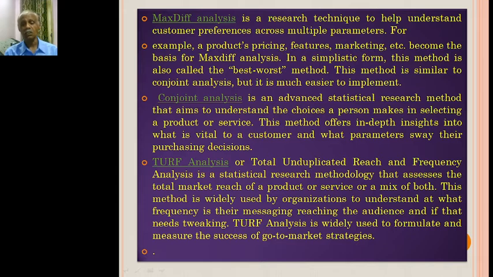The next one is TURF analysis. TURF full form: total unduplicated reach and frequency analysis. What is that? T for total, U for unduplicated, R for reach, and F for frequency. It is a statistical research methodology that assesses the total market reach of a product or service over a mix of both. This method is widely used by organizations to understand at what frequency their messaging is reaching the audiences, and if that needs tweaking. TURF analysis is widely used to formulate and measure the success of go-to-market strategies.